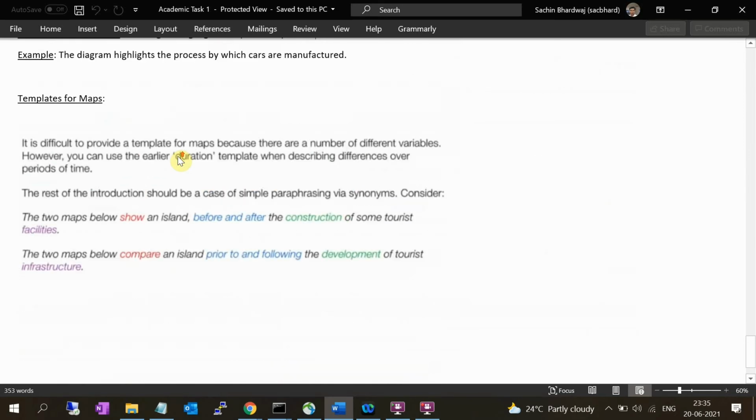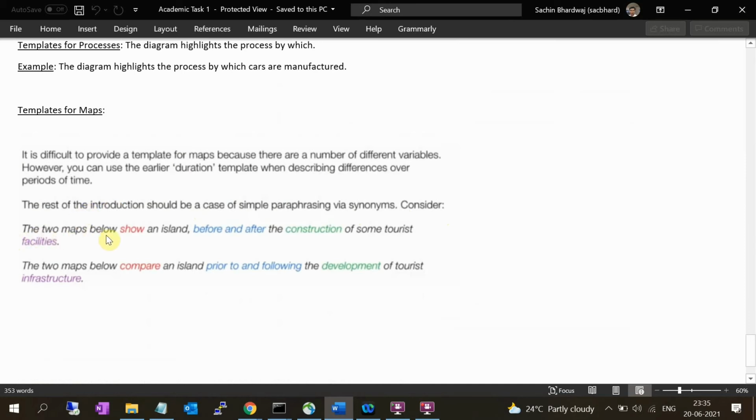So let's consider: the two maps below show an island before and after the construction of some tourist facilities. Generally what is the example here? Actually we have not pasted the picture. In our previous video we showed Delhi in 1970 and in another picture Delhi in 2020. That is the diagram which you have to imagine here.